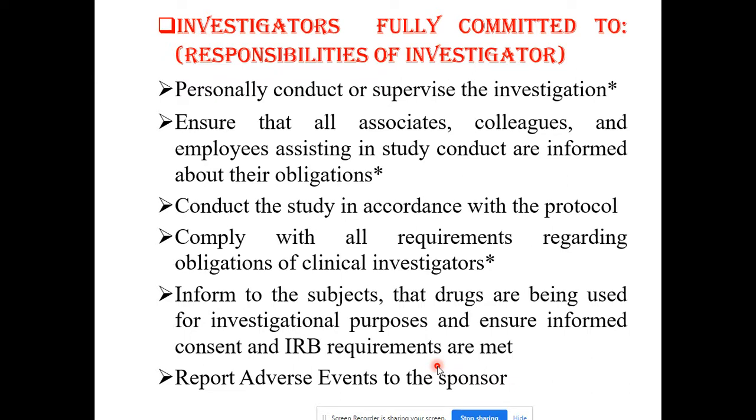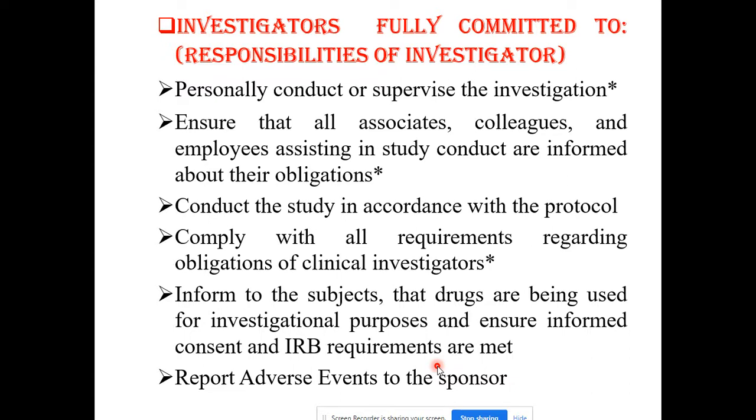Protocol is simply said to be a study plan. It is one type of plan for how we are going to carry out our clinical trial study. So we have to follow the protocol strictly when we perform clinical trial studies. Fourth one: comply with all the requirements regarding obligations of the clinical investigators.